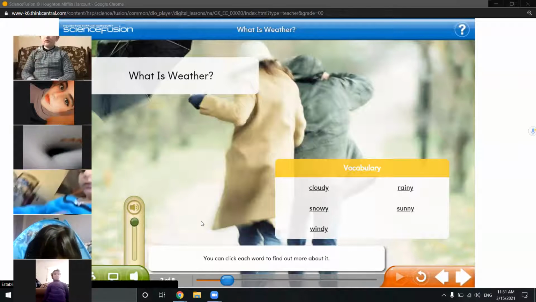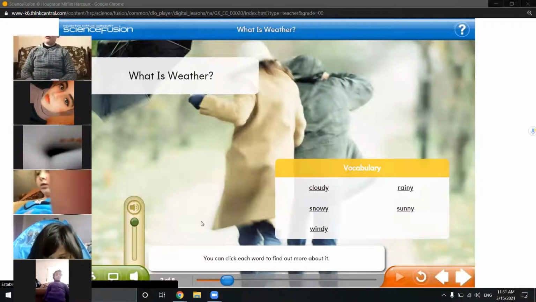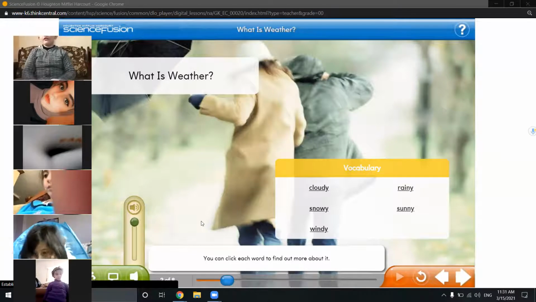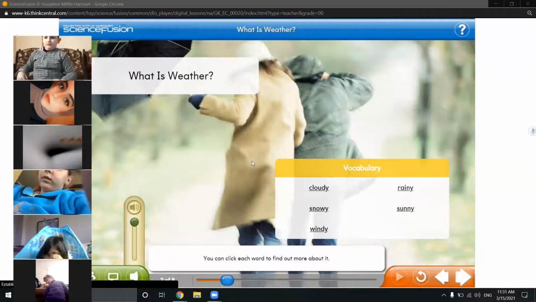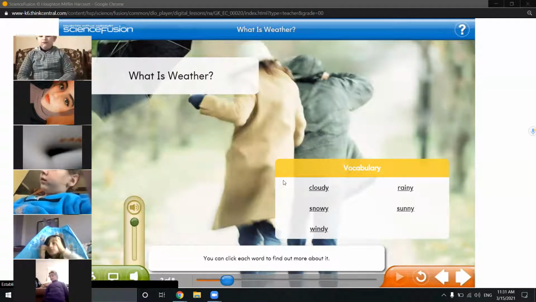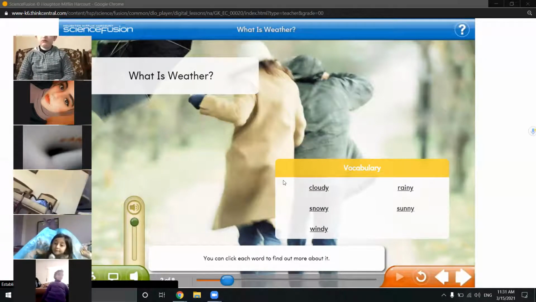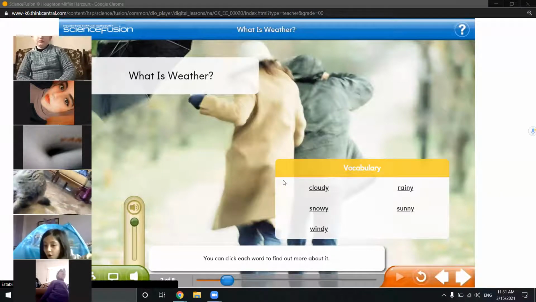Do you want to say something? Or the weather is freezing. Yes, the weather is freezing. Very good. Due to the ice or the snow, the weather will be freezing, okay? It will be very cold.